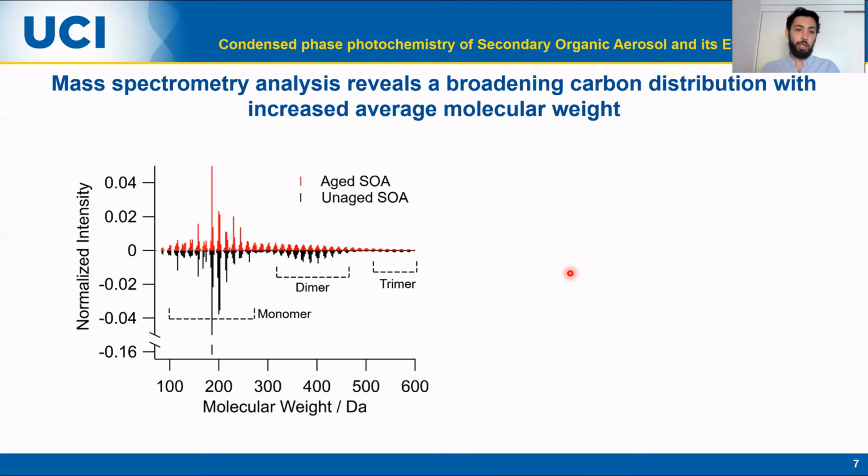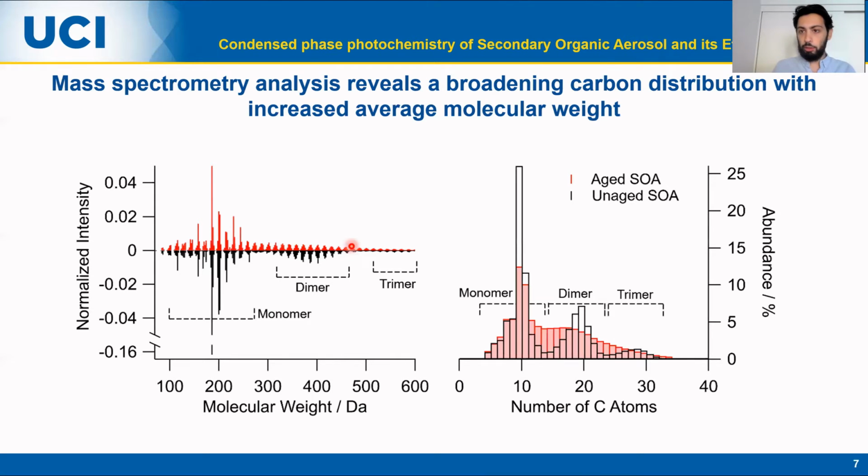And we wanted to look at the composition changes to see, okay, we have this viscosity increasing, but chemically what's going on that's causing this viscosity to go up? And so we did some mass spectrometry analysis to look at the composition. And here the black peaks are the unaged SOA, the red peaks are the aged SOA. You can see we have this nice monomer, dimer, and trimer region in the unaged SOA, versus in the aged SOA you get this continuum that's forming.